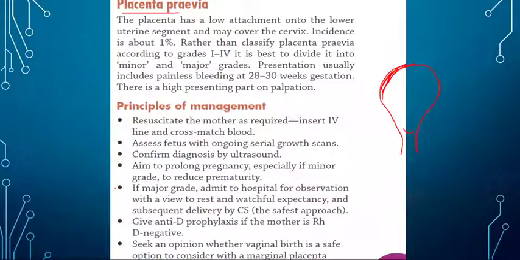And once you stabilize, you have to also confirm the grading of placenta previa by doing an ultrasound. So confirm your diagnosis by ultrasound. Our main aim will be to prolong the pregnancy at least up to term if we can. But in case of major grade of placenta previa, we have to admit the patient to the hospital for watchful expectancy or observation. We have to give anti-D if the patient is Rh negative.